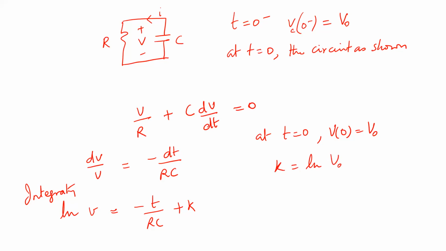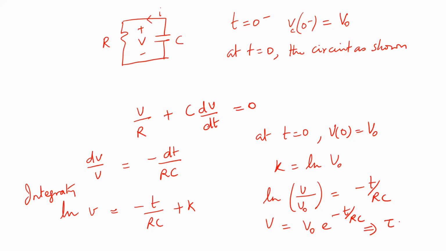Now we can rearrange things to write natural logarithm of V by V naught is equal to minus t by RC. You take exponential on both sides, you get V is equal to V naught into e power minus t by RC, and this gives rise to the time constant equal to RC. So we do nodal analysis here and end up with the same result. This is just for clarification. Thank you.